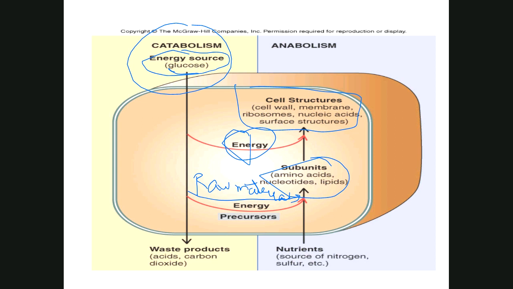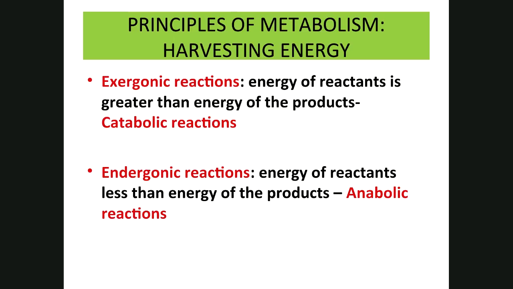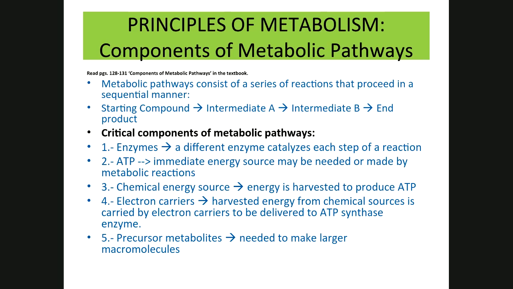And anabolism needs two things. It needs the raw materials, the subunits, the building blocks, the amino acids, the monosaccharides, the nucleotides, to build cellular molecules, cellular components, and obviously also energy. All right. So we talked about these already. Know which reaction is endergonic, which one is exergonic.